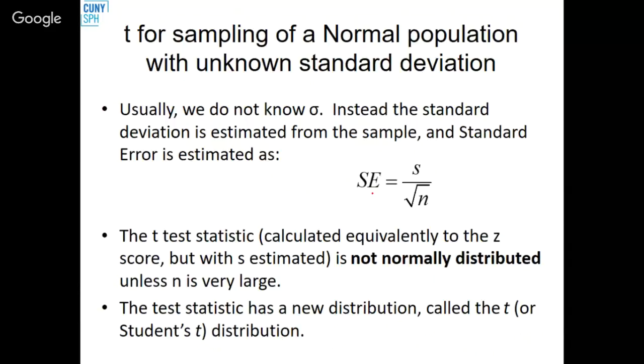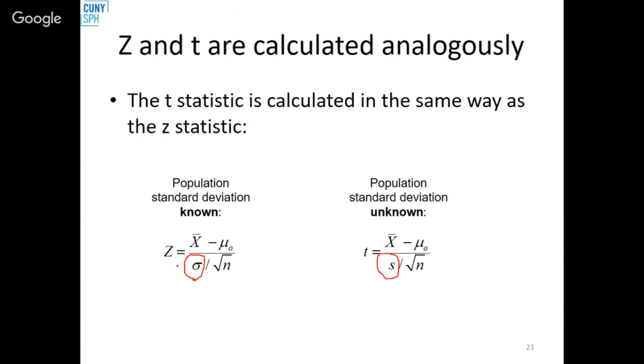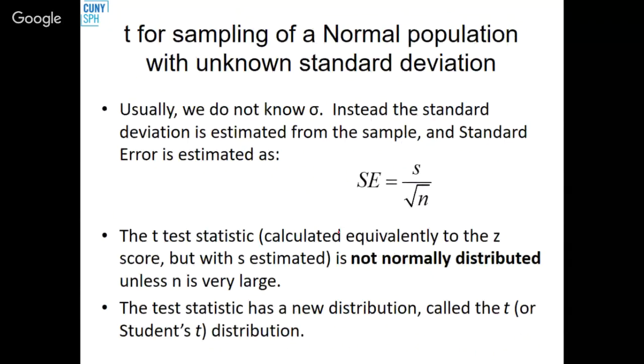Then we estimate the standard error as the standard deviation, estimated from the sample, divided by the square root of n. But the difference is that the statistic we calculate from here is not normally distributed unless n is very, very large. Instead its distribution follows what we call the t distribution, or the student's t distribution.